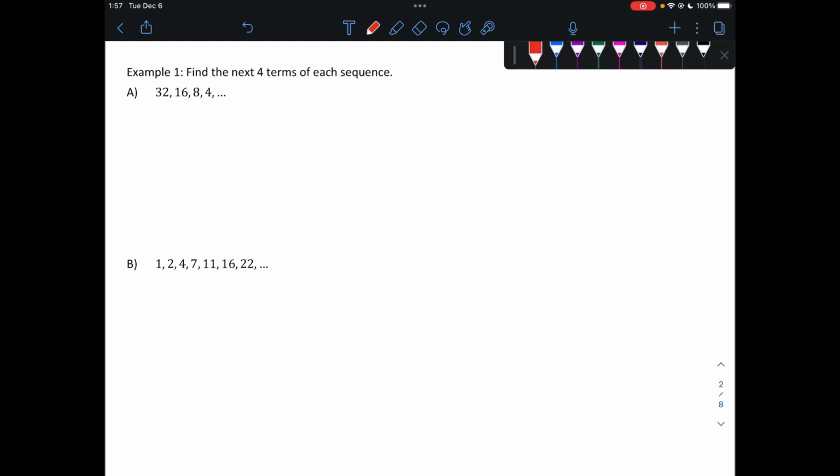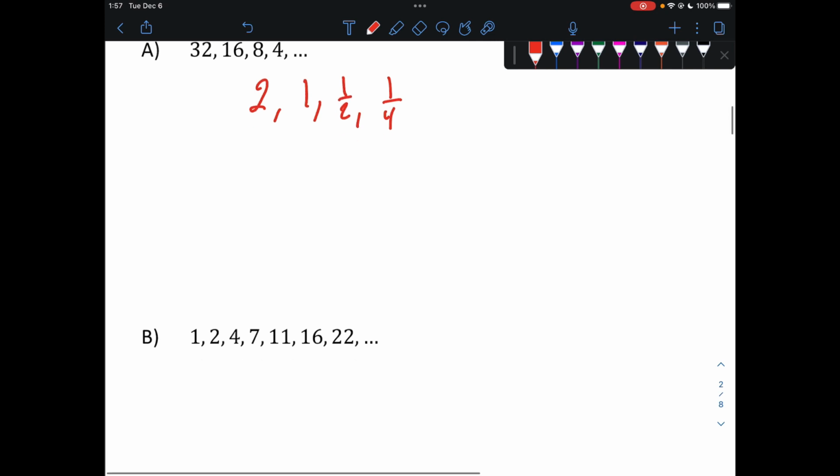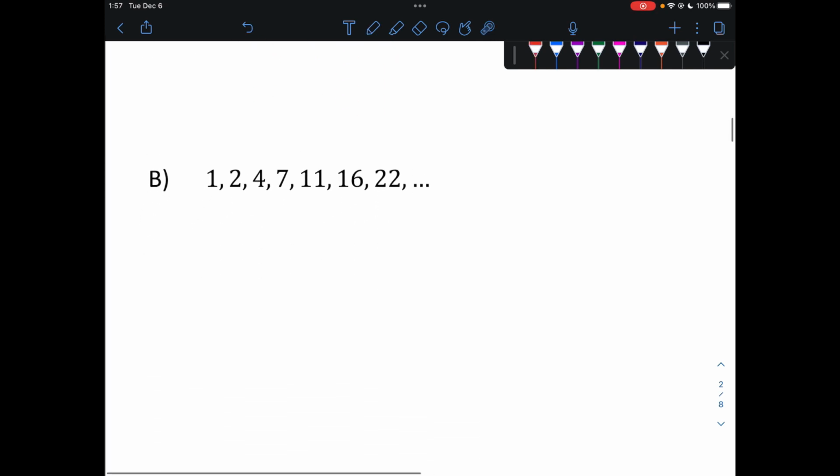Here we go. Let's take a look at A. So we got the first four terms. We're trying to find the next four terms. It looks like we're just dividing by 2 each time. So the next four terms would be 2, 1, 1/2, 1/4. Let's see the next one. We're adding 1, adding 2, adding 3, adding 4, adding 5, adding 6. Now we're going to add 7, add 8, add 9, and add 10.